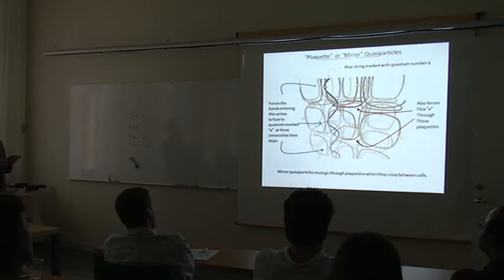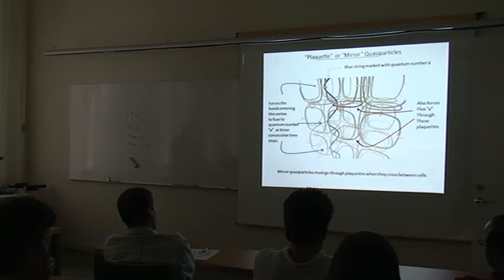So the rule for these things can handle slide around too. I can show you a movie of that later. It's sort of the same general principle. But the difference here is that these quasiparticles have to go through the plaquettes whenever they cross between cells. So you sort of belong to this cell, you cross to the next cell, so you have to go through this plaquette and so forth and so on.